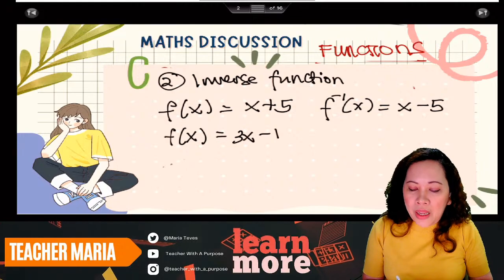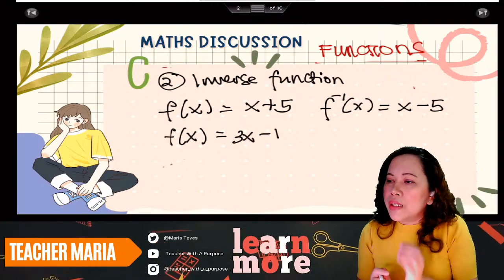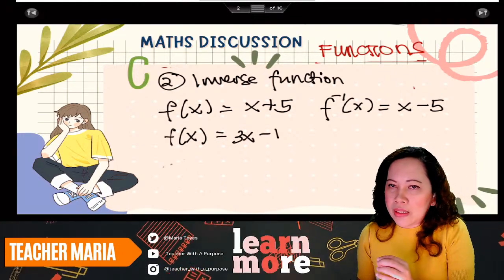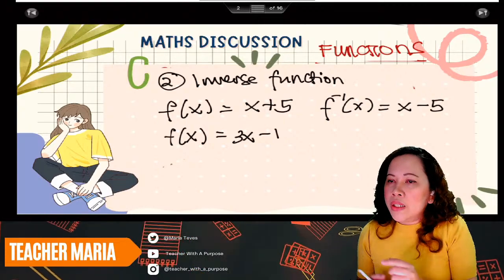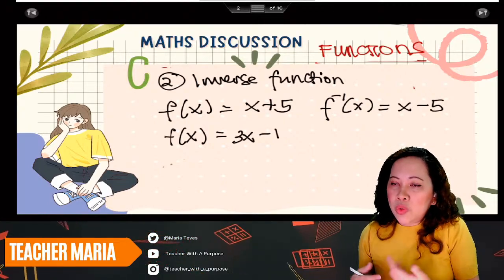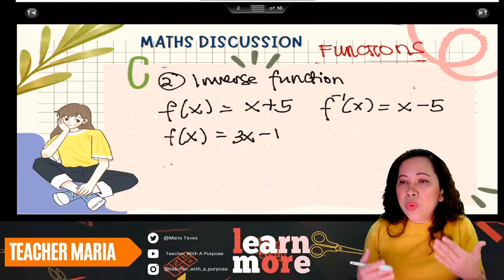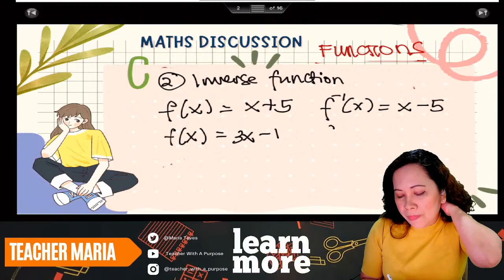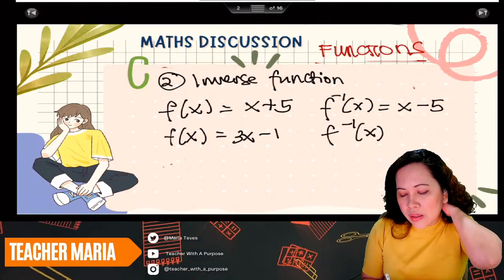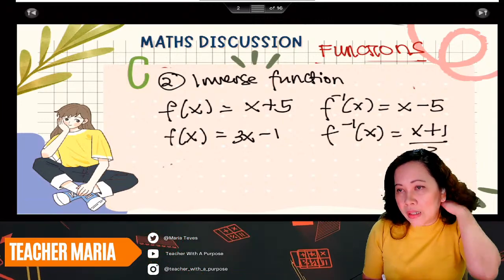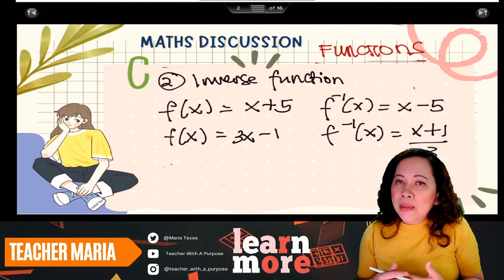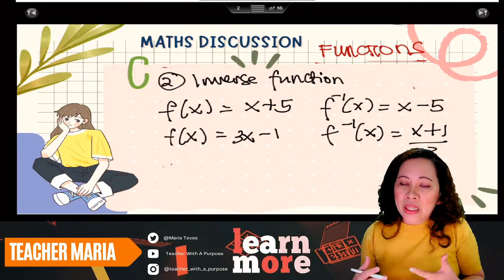So if you have 3x minus 1, 3 is being multiplied to x, and then it's subtracted by 1. So the inverse for this will be added to 1 and then divided by 3. So how do we do that? How do we do inverse? Actually, I'm just looking at it. But how do we do that algebraically? How do we do that in a solution way?